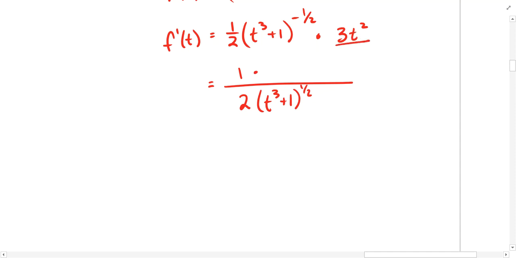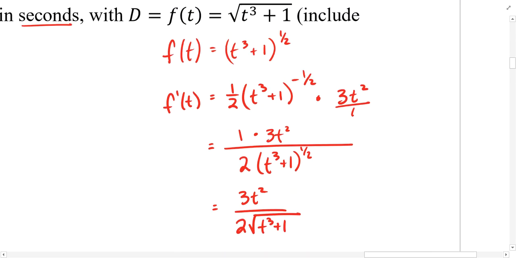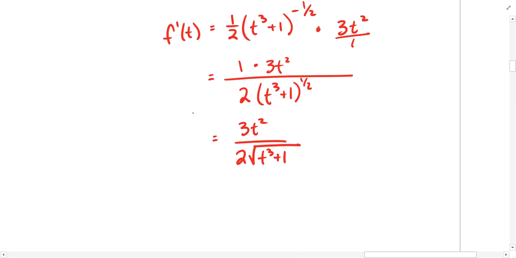And the 3t squared, well, that's kind of like a number over 1, so the 3t squared gets listed in the numerator. 1 times 3t squared is just 3t squared, and in the denominator, I'll go ahead and rewrite this as a radical again. The 1/2 power is the same as a square root. And I'm doing that so that it mimics the original equation more closely. The layout of our derivative is more similar to the layout of the original problem.